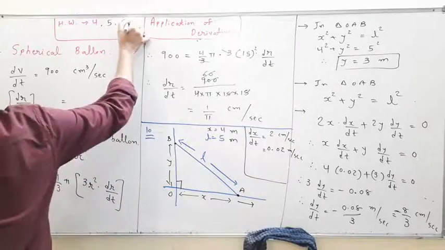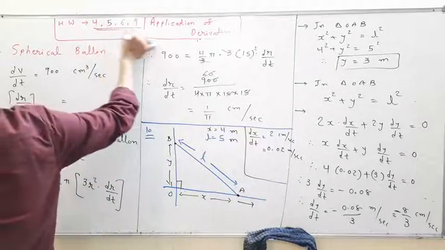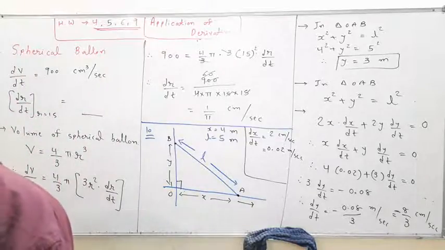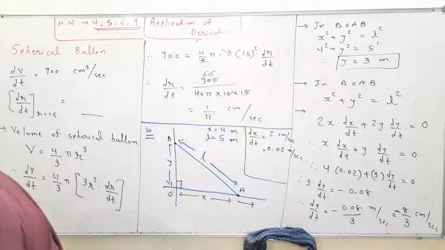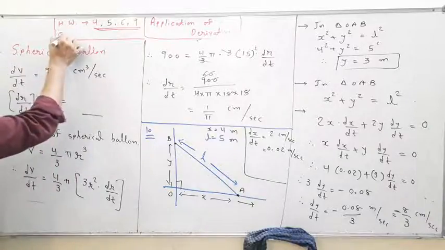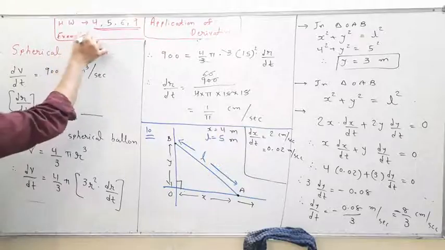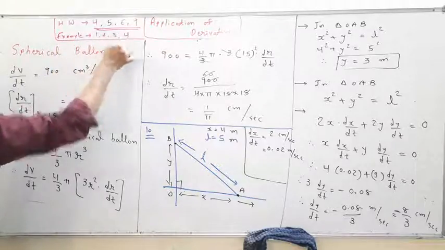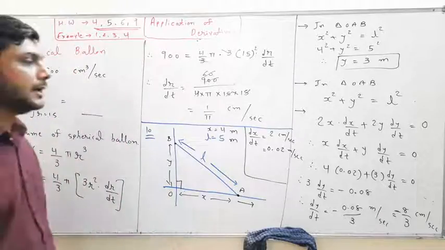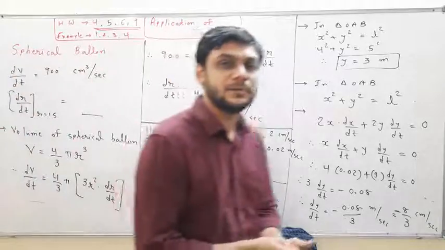9 is in homework. So 4 questions you have to do in homework: 4, 5, 6, 9 and example number 1, 2, 3 and 4. Example 1, 2, 3, 4 and from the exercise 4, 5, 6 and 9. Homework. Okay? Chalo. Thank you.